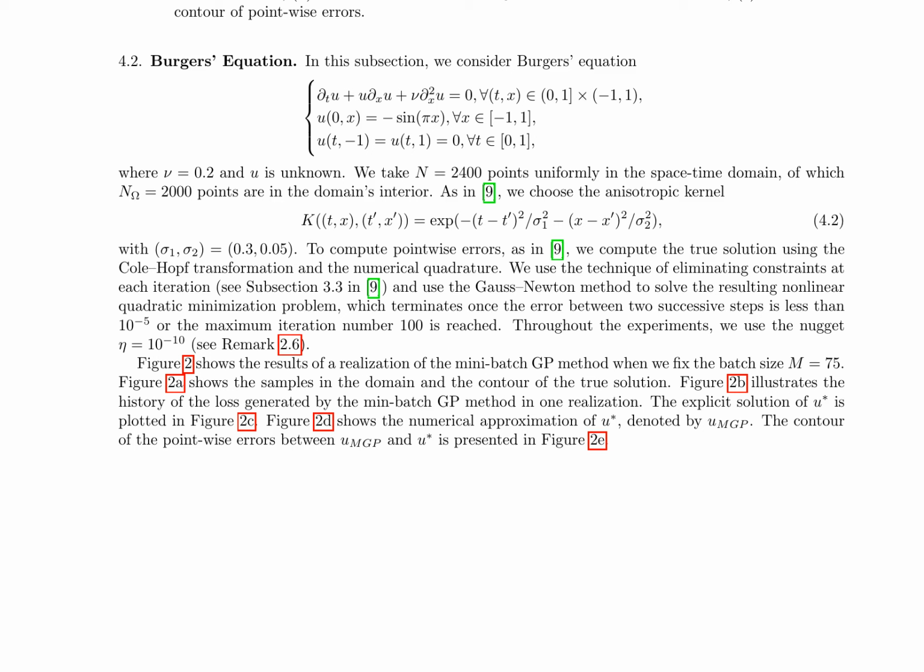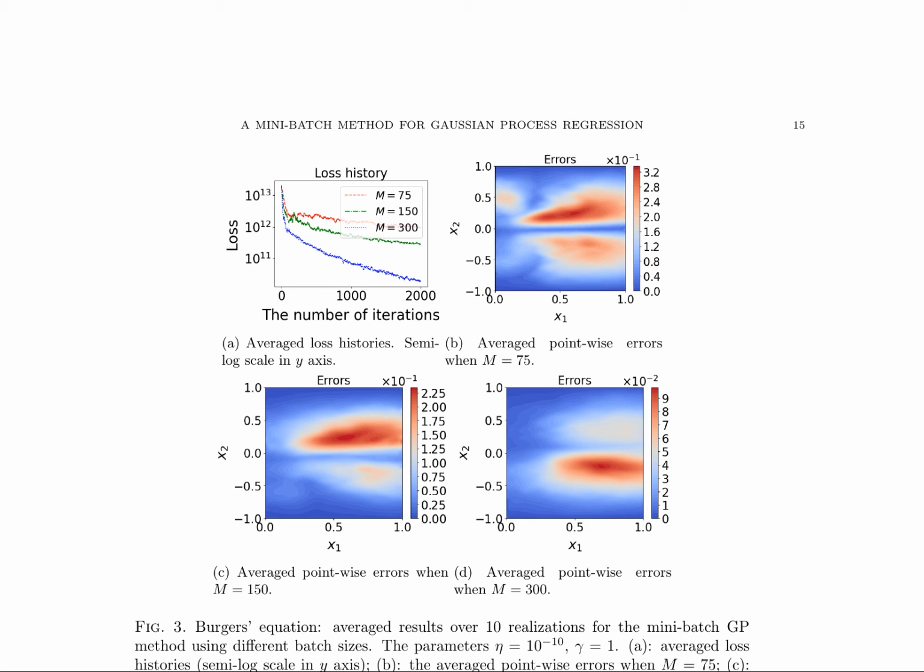The mini-batch GP method demonstrates a successful application of Gaussian process regression in solving a complex nonlinear partial differential equation, providing an efficient way to approximate the solution with a manageable computational cost. The choice of kernel and nugget value, along with the batch size, significantly influences the accuracy and efficiency of the method. The authors propose a mini-batch method for Gaussian process regression, demonstrating its application to solving nonlinear partial differential equations.